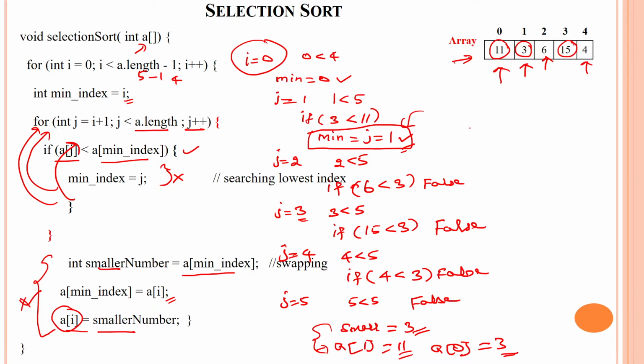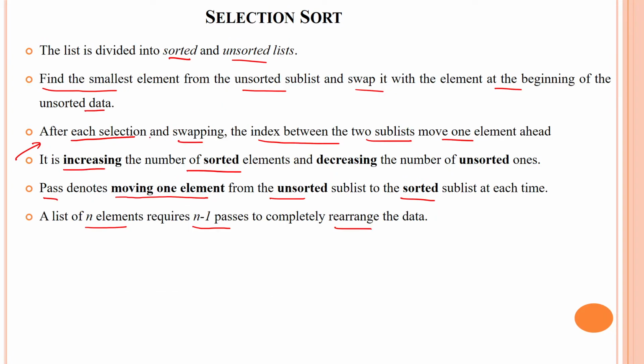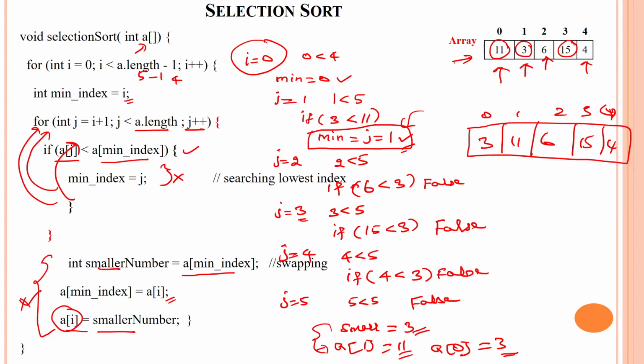So after this iteration, our array will become 3 will come here, 11, 6, 15, 4. So indexes 0, 1, 2, 3, 4. After iteration number 1, as per the given algorithm, the smallest element is selected from the unsorted list and swapped with the beginning element. So that's what we have done now. The smallest element is 3, which is selected from the array and swapped with the first element in the given list.